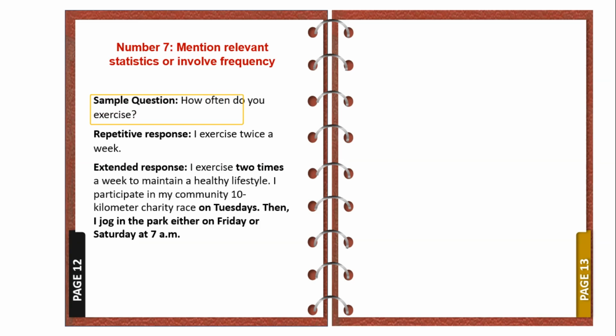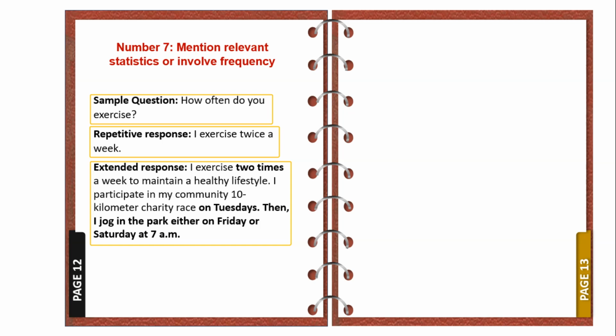And let's say that you go to the gym twice a week. So you don't just say that I exercise twice a week, right? You can extend your answers by using relevant statistics, and also involving frequency, that is the number of times you do something, to help you extend your answers. I've used some of the key things that showed the statistics. I'm just bolding it so you can see them here.